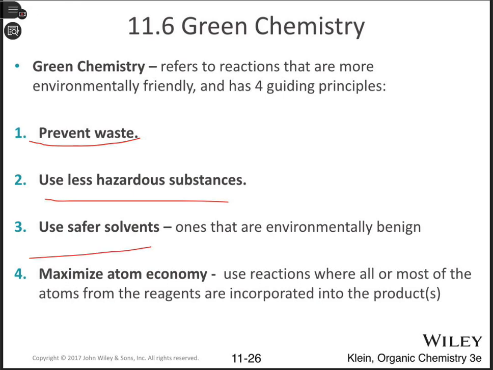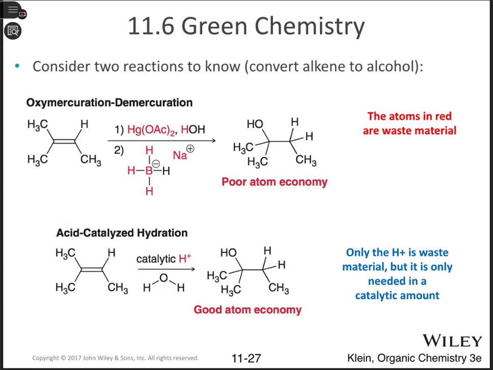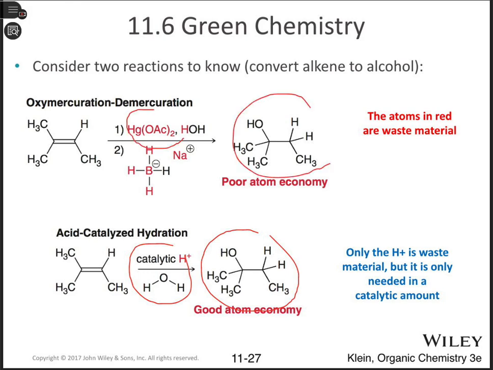Use safer solvents and maximize atom economy, basically. Try to use reactions that the ratio is 1-to-1 and you don't get a lot of leftovers. I'll show you an example in a couple of slides. So here's one where atom economy, right? If you do acid catalyzed, you end up with a product which is the same as this. If you do oxymercuration, demercuration, all these in red are leftovers.